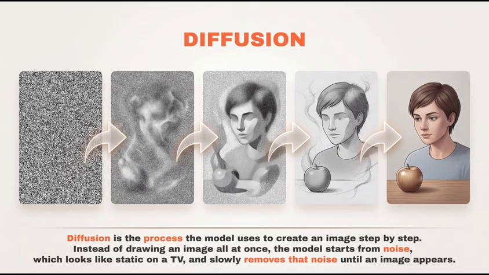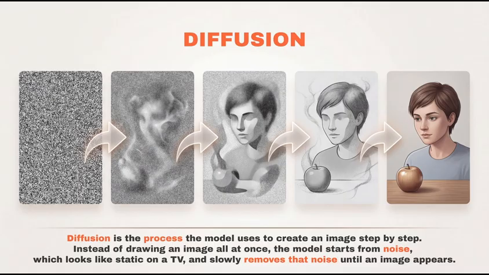This is the core idea behind diffusion image generation. The model does not draw an image all at once. It starts from pure random noise. This noise looks like static on a television. The model then runs a sequence of small refinement steps. At each step, a small amount of noise is removed. Early steps reveal very rough shapes. Later steps reveal clearer forms. Final steps add fine details and texture. Image generation is therefore a gradual process. It goes from noise to less noise to recognizable shapes and finally to a finished image.